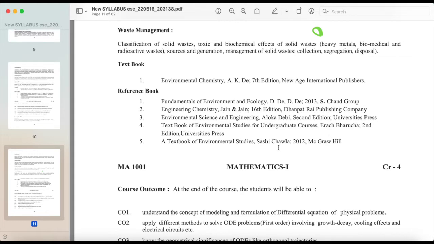Textbook: 1. Environmental Chemistry, A.K. De, 7th edition, New Age International Publishers. Reference Book: 1. Fundamentals of Environment and Ecology, De and De, 2013, S. Chand Group. 2. Engineering Chemistry, Jain and Jain, 16th edition, Dhanpat Rai Publishing Company. 3. Environmental Science and Engineering, Aloka Debi, 2nd edition, Universities Press. 4. Textbook of Environmental Studies for Undergraduate Courses, Erach Bharucha, 2nd edition, Universities Press. 5. A Textbook of Environmental Studies, Shashi Chawla, 2012, McGraw-Hill.